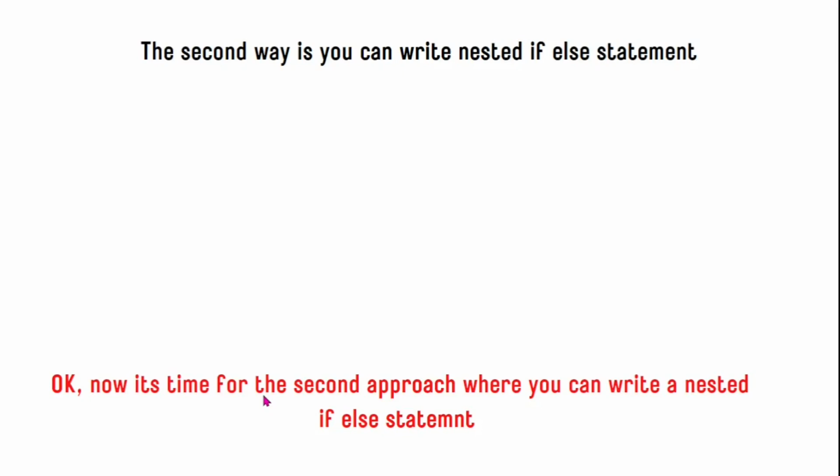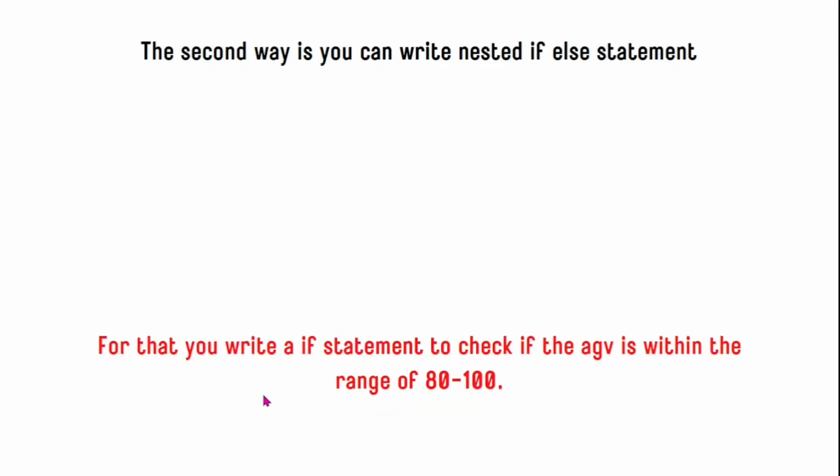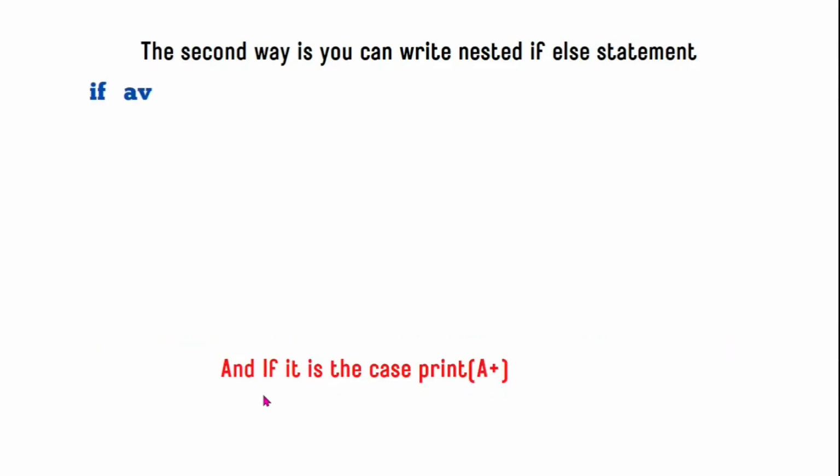Okay, now it's time for the second approach, where you can write a nested if-else statement. For that, you write an if-else statement to check if the average is within the range of 80 to 100. And if it is the case, print A+.